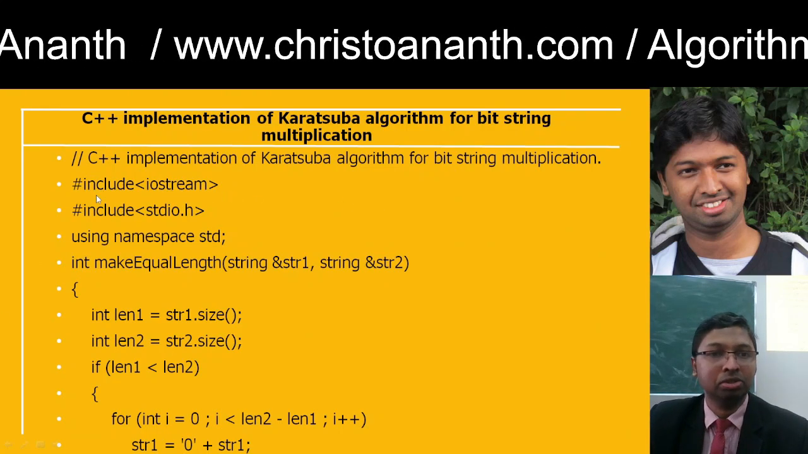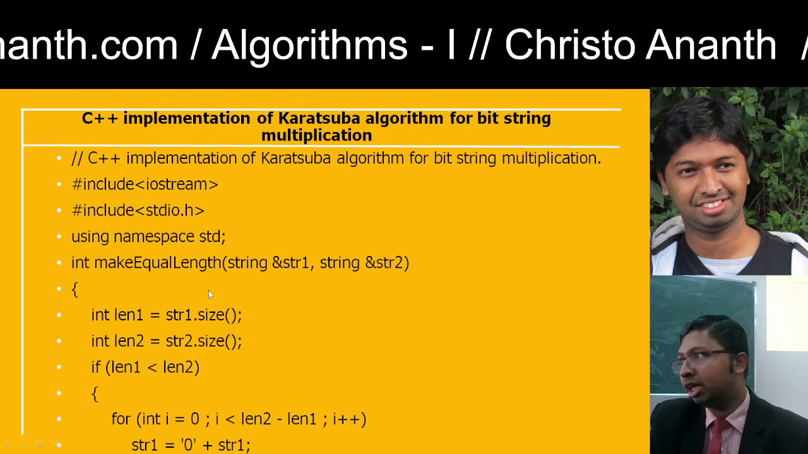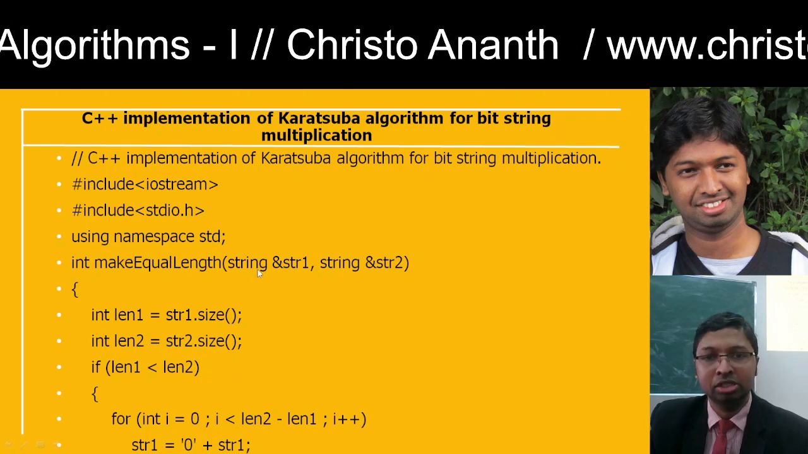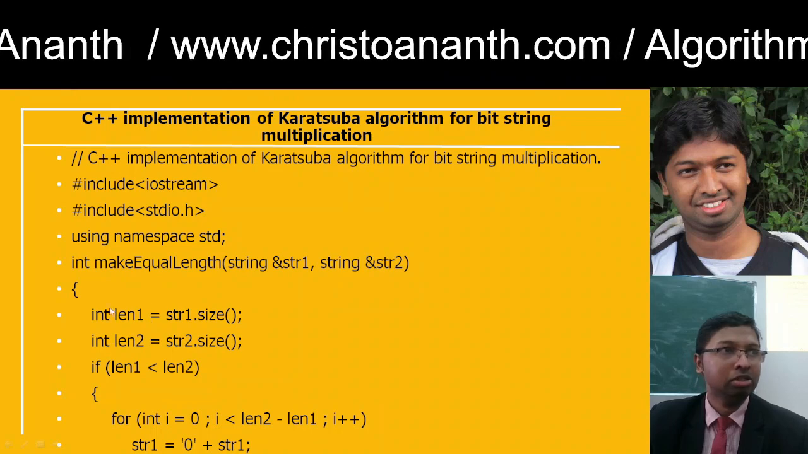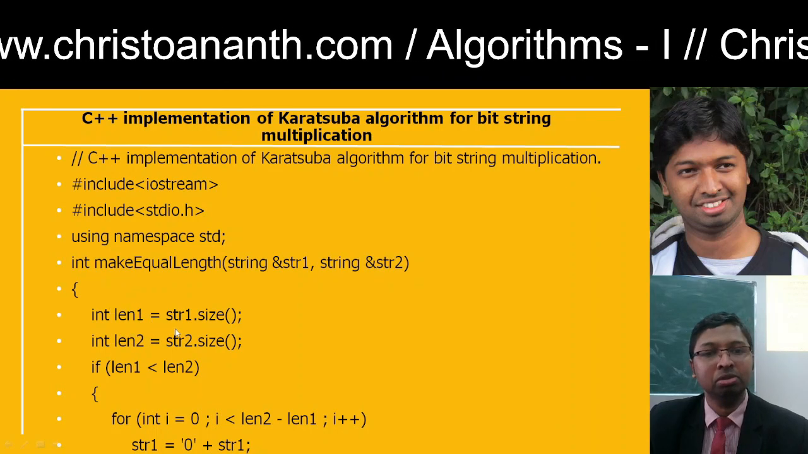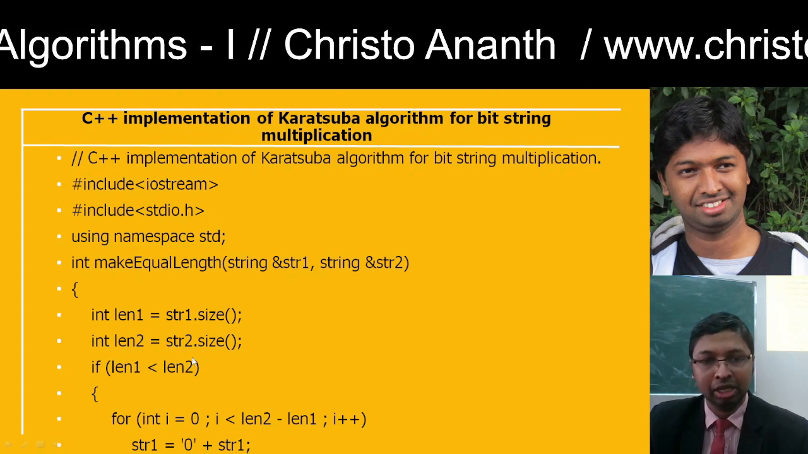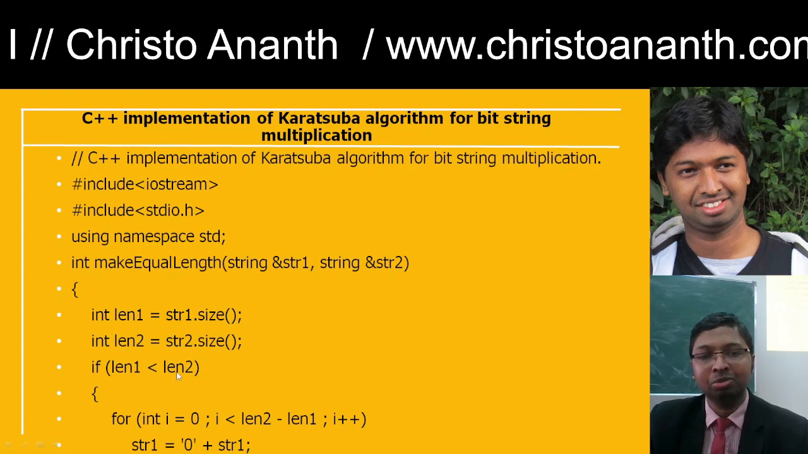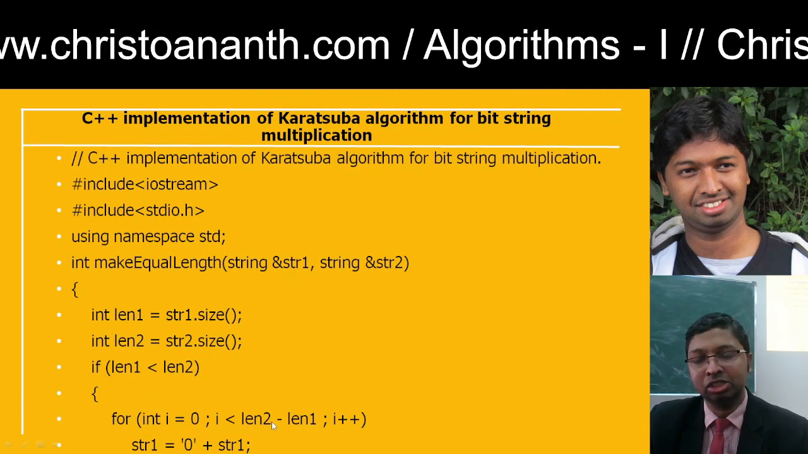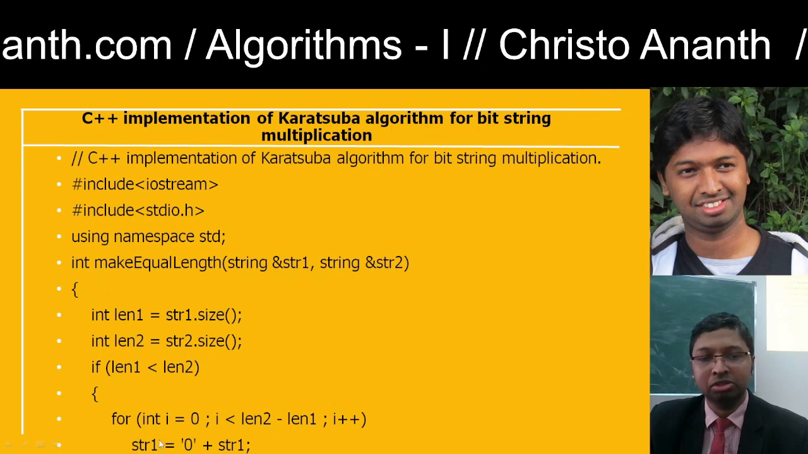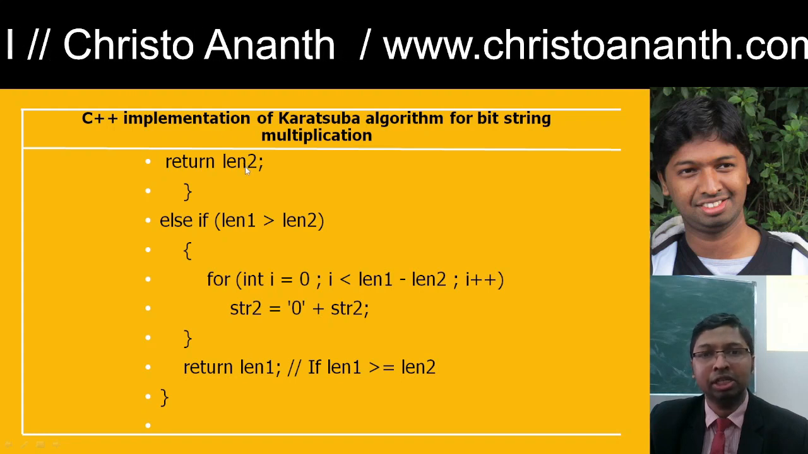So #include <iostream>, #include <string>, using namespace std. In this function, you are going to make the equal length strings. So string &str1, string &str2. Then you specify the length. Okay, int len1 is equal to str1.size(), int len2 is equal to str2.size(), and you are going to compare if len1 is less than len2. So for this case, for int i = 0; i < len2 - len1; i++, str1 is equal to, you are going to prepend the 0 to str1. Okay. Then you return len2.